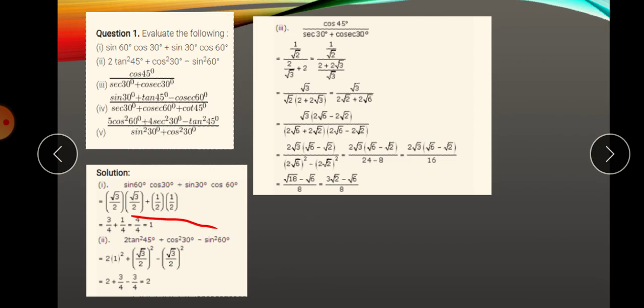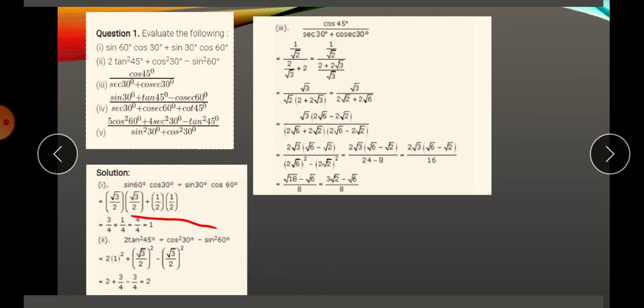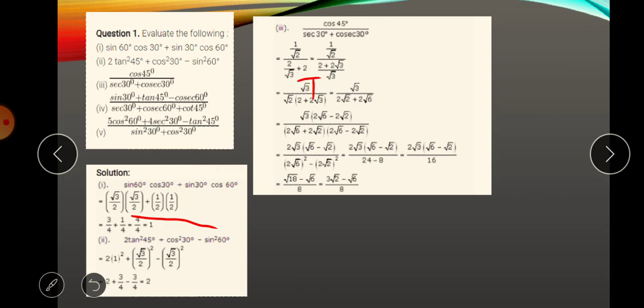Then the third question needs a little simplification, it will be a bit difficult here. Applying the values is very easy. Apply the value 1 by root 2 for cos 45, and in the same way secant 30 is 2 by root 3, and plus 2. Take the LCM of 2 by root 3 plus 2. The LCM is root 3, so it becomes 2 plus 2 root 3 over root 3. Then cross multiply. If we do the cross multiply, 2 plus 2 root 3 by root 3, then root 3 by 2, this will become the reciprocal. Root 3 by root 2 times 2 plus root 2. Then multiply to get 2 root 2, 2 root 6.